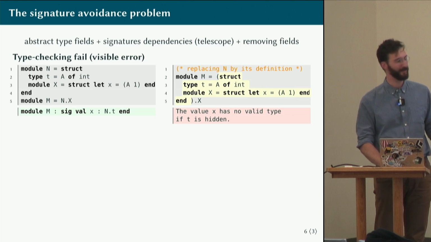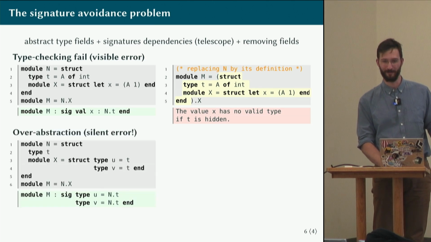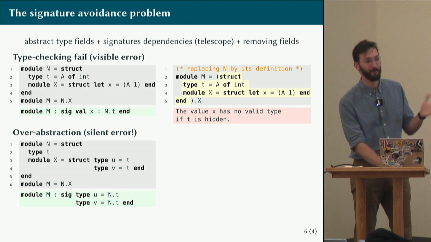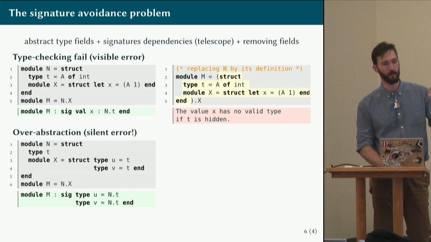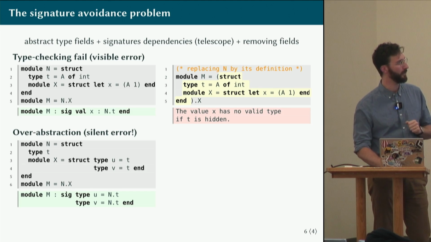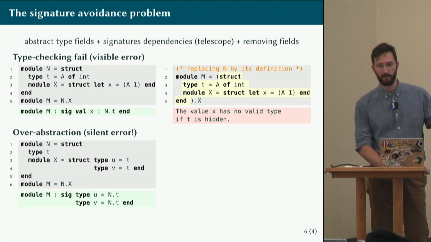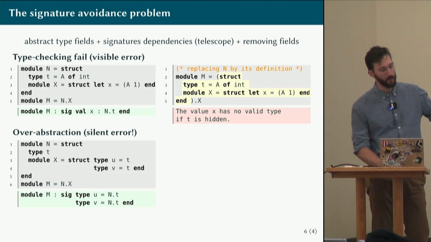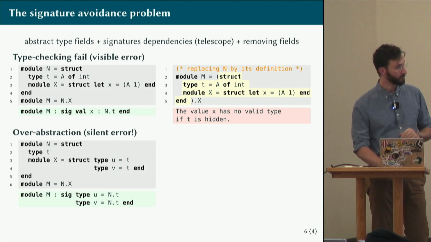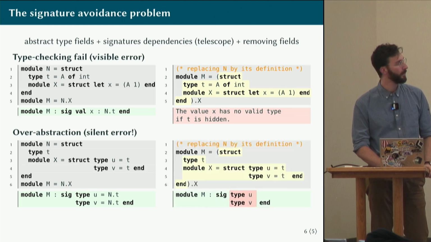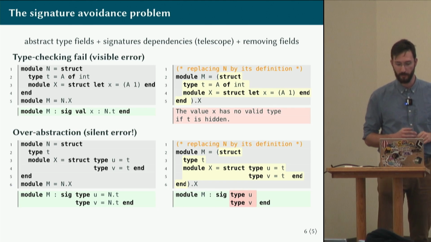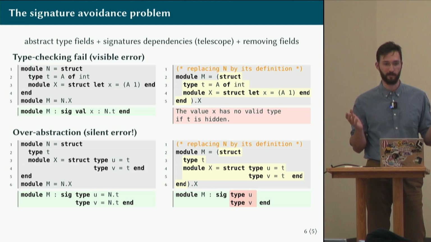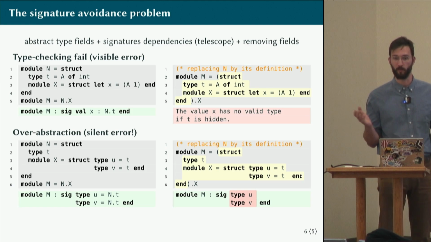What's more worrying is that we also have silent errors, what we call over-abstraction, in a kind of similar setup where we're going to inline the definition of the module N. But here we have just type definitions, and the types U and V are equal, both equal to the type T. And if we inline the definition, then the type checker accepts the new definition, but it has abstracted away the definition of U and V, so they are no longer equal.